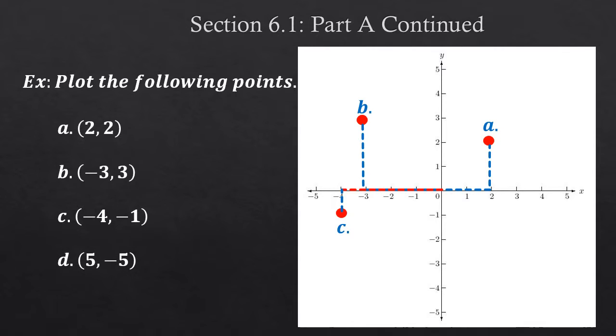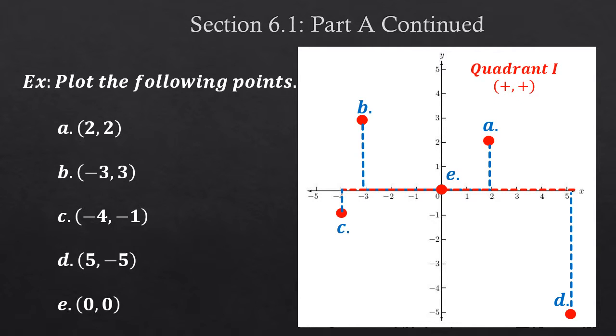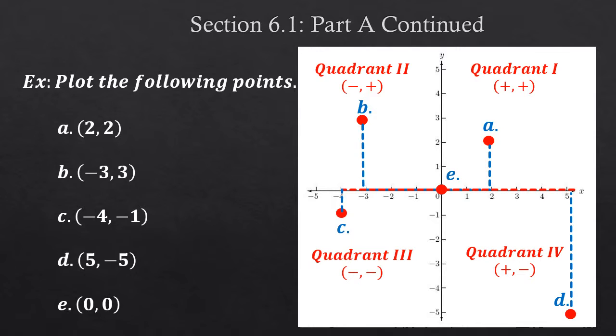Example D. 5, negative 5. We have a positive value for x and a negative value for y. So we will start at the origin. We will count over 5 units to the right and 5 units straight down from there. And that is where D is. E. 0, 0. This is the origin, and as we know, the origin is dead center in the middle. And this is where E is. Once again, to reiterate, the quadrants are: quadrant 1, positive, positive. Quadrant 2, negative, positive. Quadrant 3, negative, negative. Quadrant 4, positive, negative.